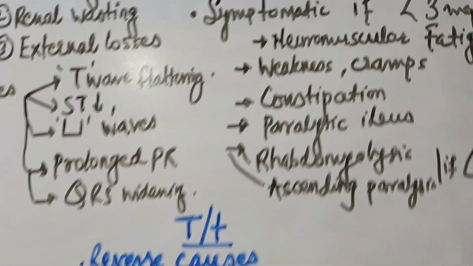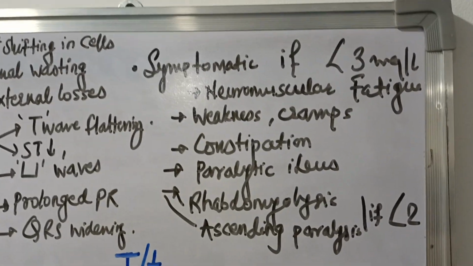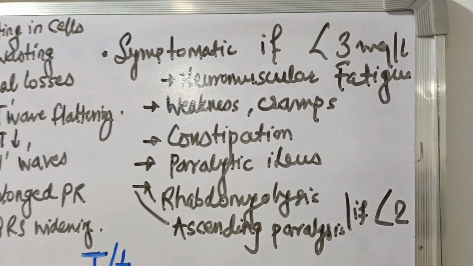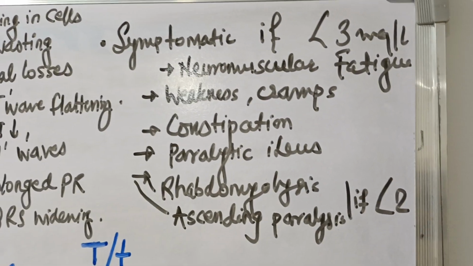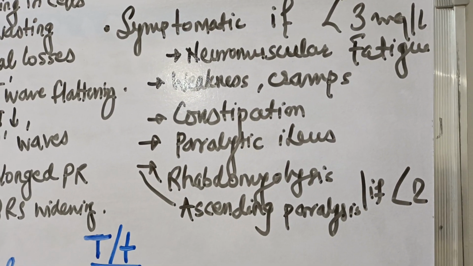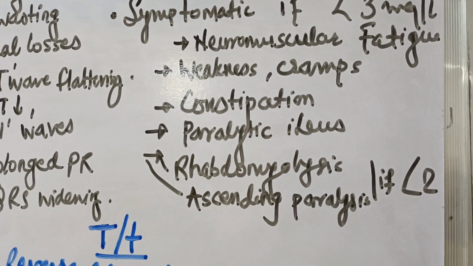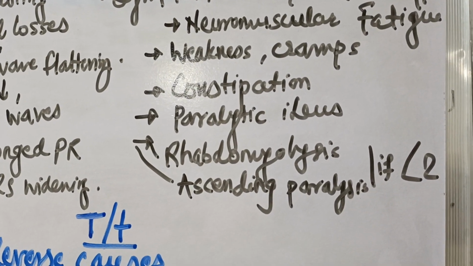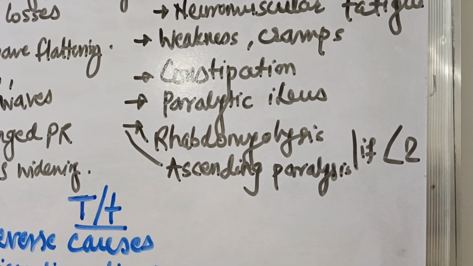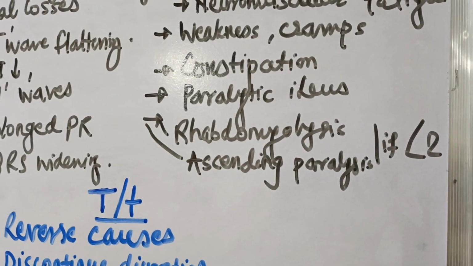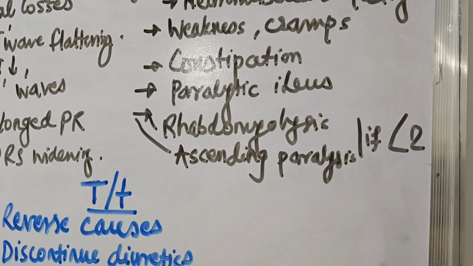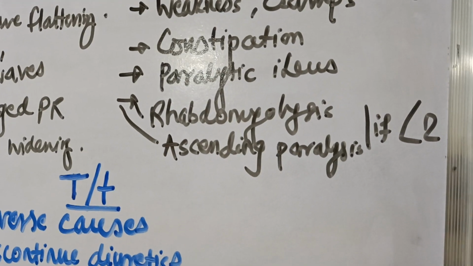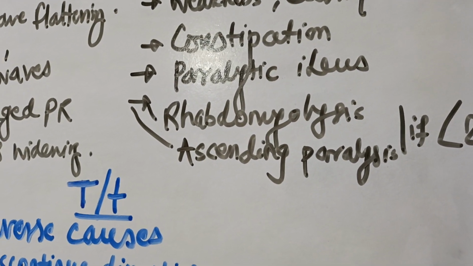So what are the symptoms of hypokalemia? There are common symptoms when the potassium level is less than 3 milliequivalent per liter. Neuromuscular symptoms include fatigue, weakness, cramps, constipation, paralytic ileus, rhabdomyolysis, and ascending paralysis. Rhabdomyolysis and ascending paralysis occur when the potassium level is very low, that is less than 2 milliequivalent per liter.